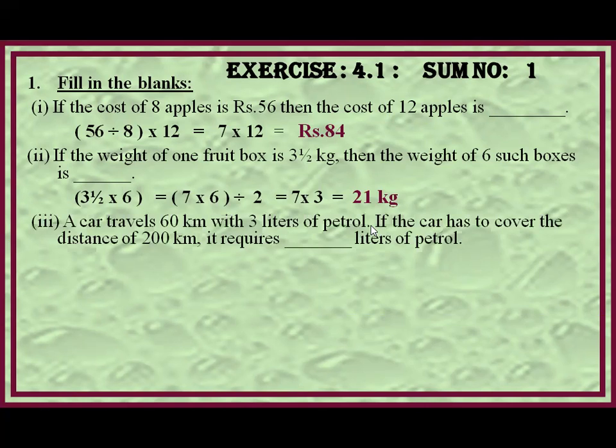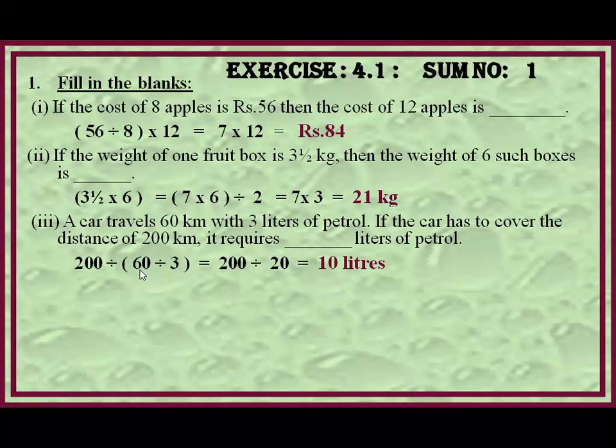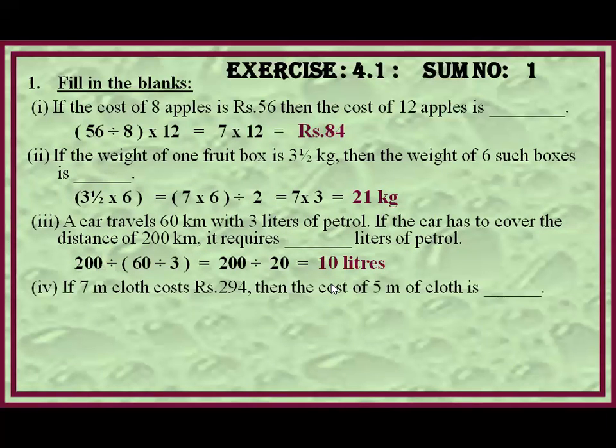A car travels 60 km with 3 liters of petrol. If the car has to cover a distance of 200 kilometers, it requires dash liters of petrol. So the more the kilometers, the more you have even the increase of petrol. So you have to divide x1 by y1 is equals to x2 by y2, or you can use 200 divided by 60 divided by 3. 60 divided by 3 will give you how much of distance is covered in 1 liter of petrol. So when you divide that by 200, you will get the amount of petrol needed. So you get 10 liters of petrol needed.